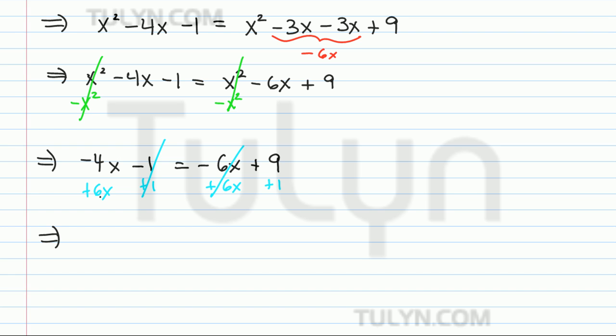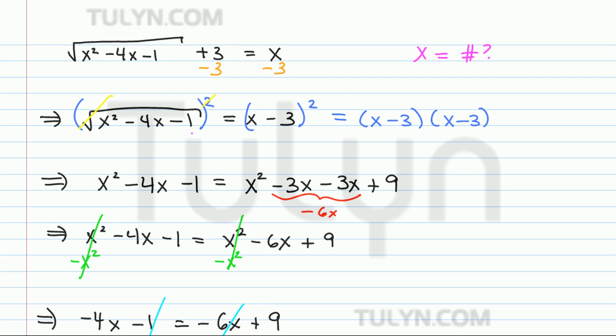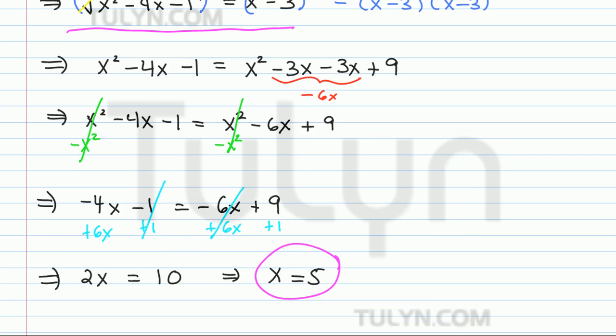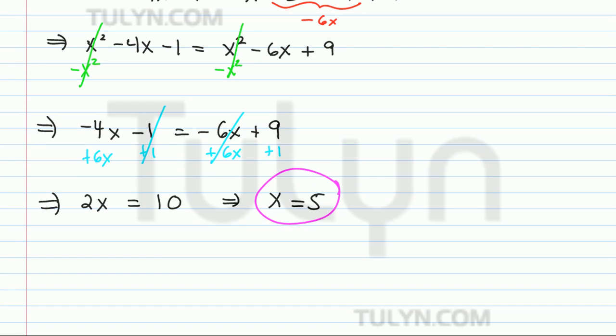So doing that, 6x minus 4x is going to become 2x, and then 9 plus 1 on the right side is going to become 10, which means that x is equal to 5. So that's our solution. But since we ended up squaring both sides of the equation at the very beginning, right here, we want to check to make sure that our solution actually works. And this is what you do every time you square an equation.